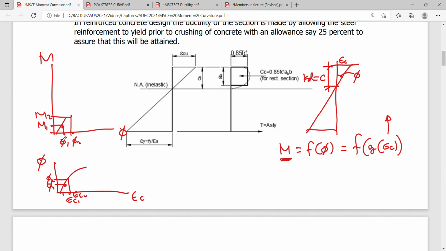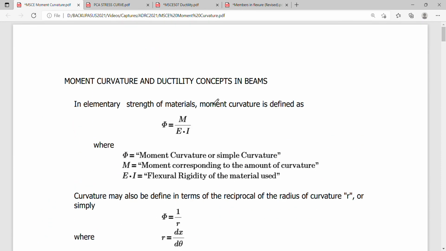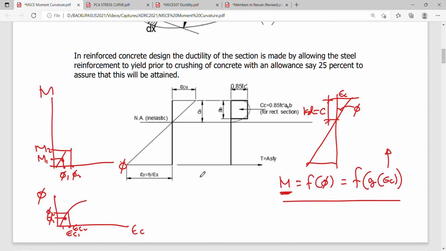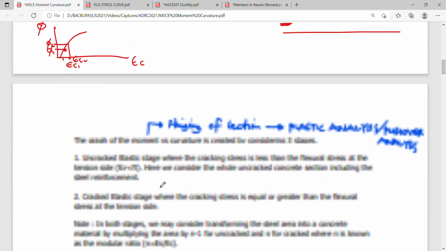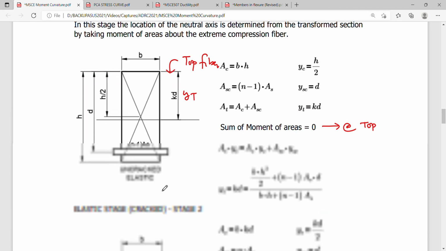If you are doing it in MathCAD, then this is just a functional expression. May equation ka lang. And where will your equation come from? Your equation will come from the concepts on moment and curvatures, and also strengths. Okay, so I hope you understand what I mean.